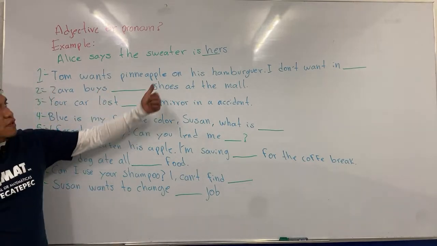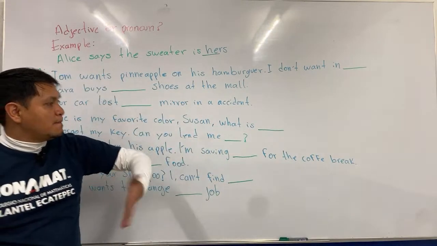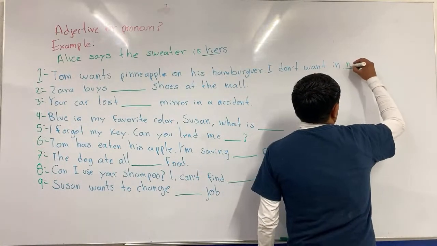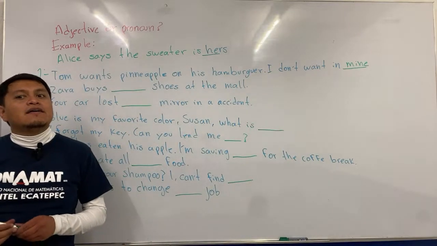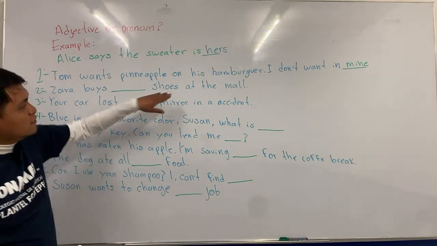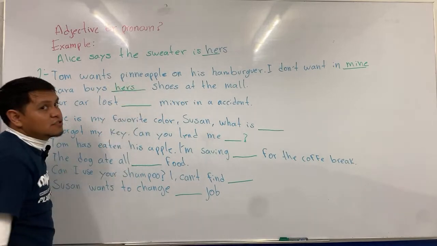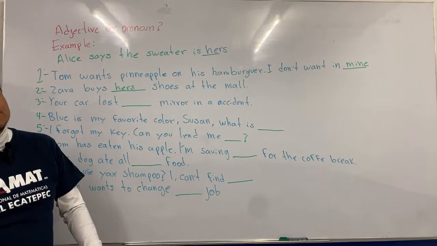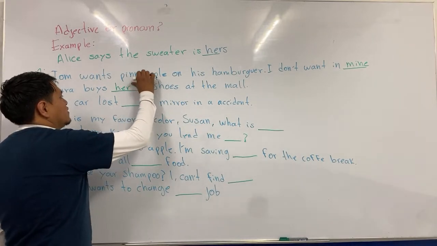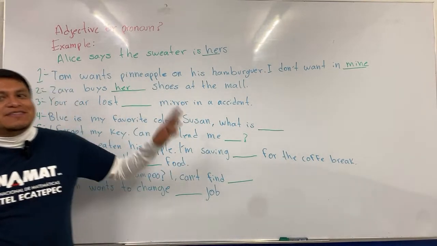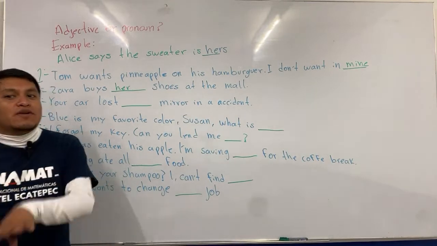First, I don't want pineapple on his hamburger. I don't want it on mine. Next, Sarah buys her shoes at the mall. Sorry, her, not hers, because this is a possessive adjective. Sarah buys her shoes at the mall.